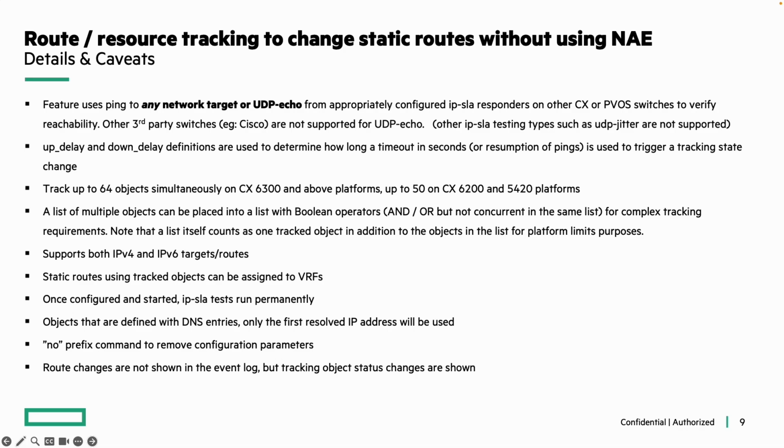Like any IPSLA construct, once an IPSLA test is run, it will run permanently. Any DNS entries that are used to look up an object will only be using the first resolved IP address, and we can use both IPv4 and IPv6 targets. For those of us that like to go checking in the switch event logs, we won't find any route change information there, but we will see changes to tracking object state.